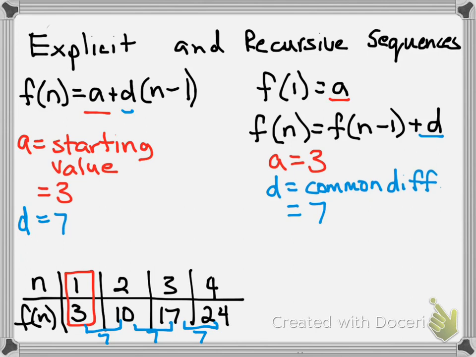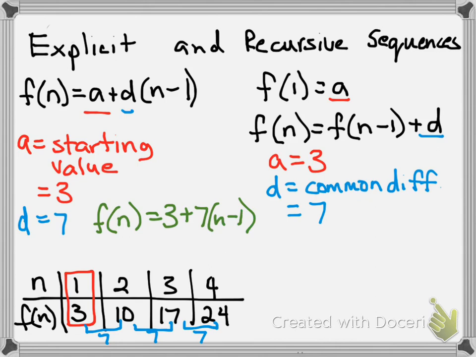And if we're going to write these rules, we now have all the information that we need. And so don't overthink this. Don't try to plug things in. Again, that works for explicit, but that is not the case for recursive. But if we're going to write our explicit rule, we have our starting value, which is 3, plus our common difference, which was 7, which is multiplied times this n minus 1.